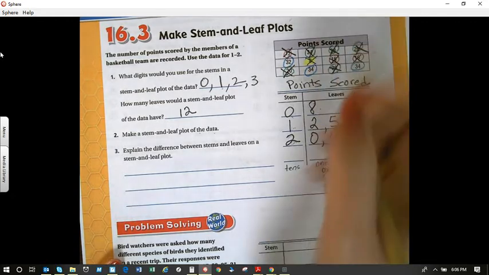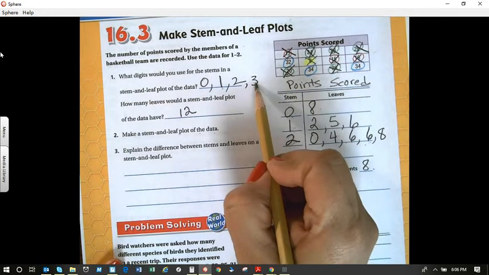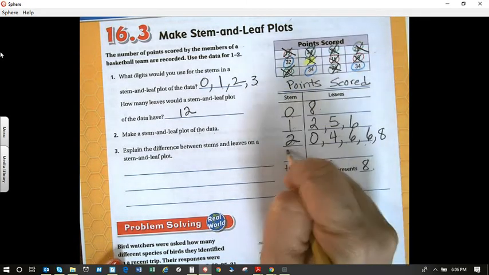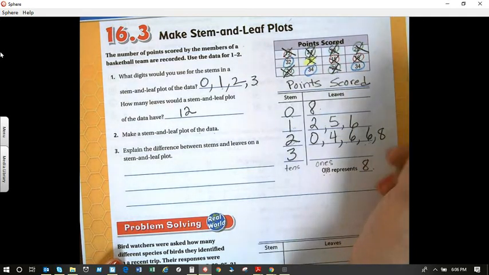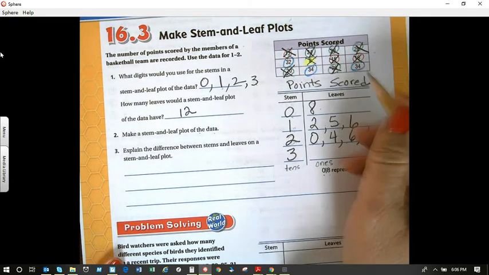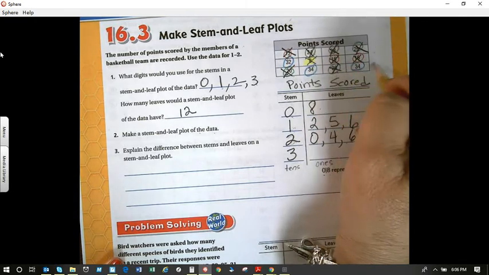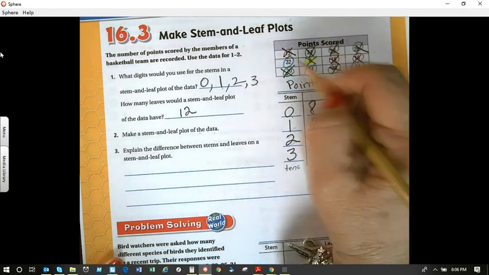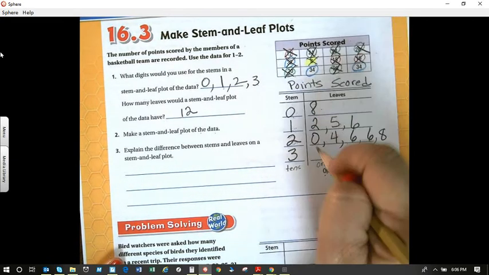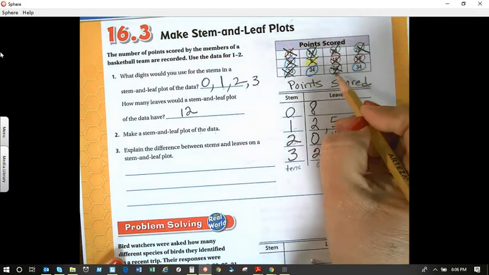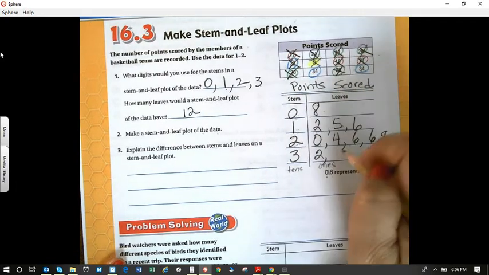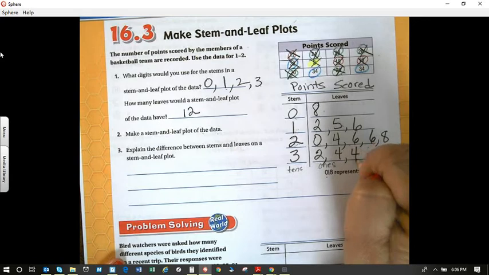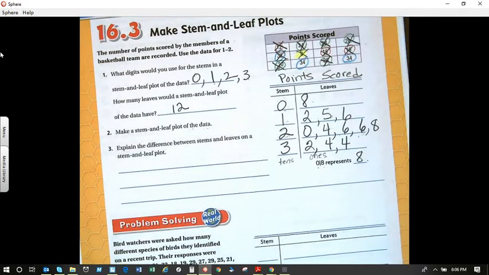Now I said that I'm going to have the number 3. I'm going to have 3 stem. And let's look to see how many leaves I'm going to have. The smallest number is 32. So I'm going to put a 2. Then I have a 34 and a 34. So 4 and 4. And there we go. There's my stem and leaf.